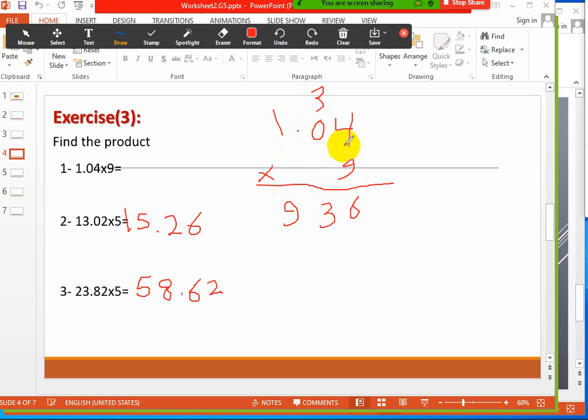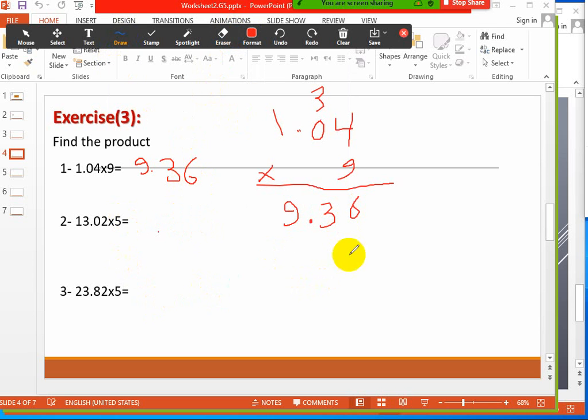What about the decimal point? I have here 2 digits after the decimal point. That means I will move the decimal point only 2 digits and put it here. So it will be between 9 and 3. So the answer will be 9.36.